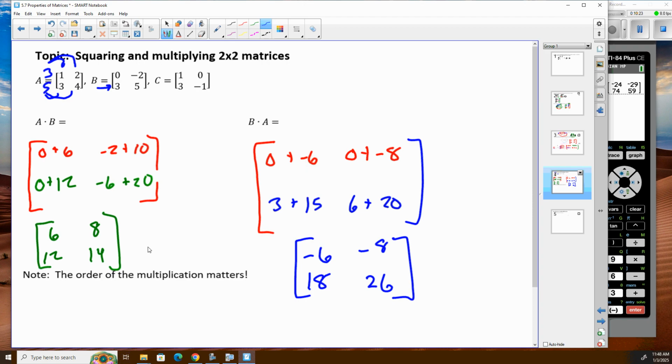So when you compare these two answers, you see they're not the same. So even though I multiplied the same two matrices together, the order that I multiplied them in did give me different results.